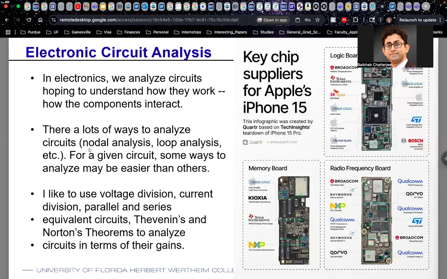So please make sure, as you look through the different problems, there are more problems that have been uploaded on Canvas. Try to make sure that you understand how to analyze the circuit and how to analyze it fast. We'll see a few examples today, but please practice as many as you can.